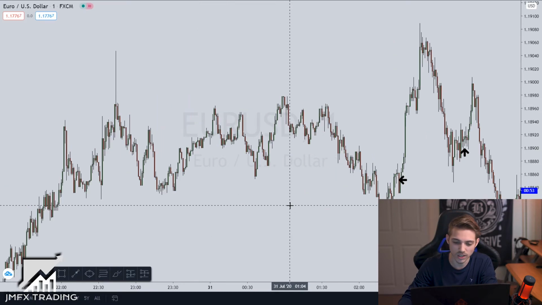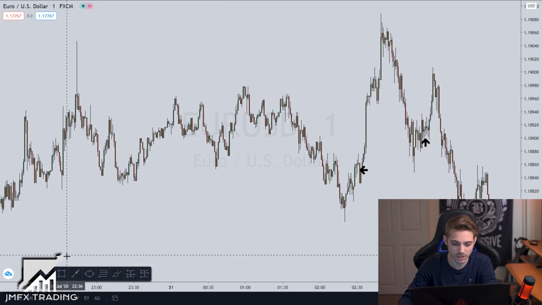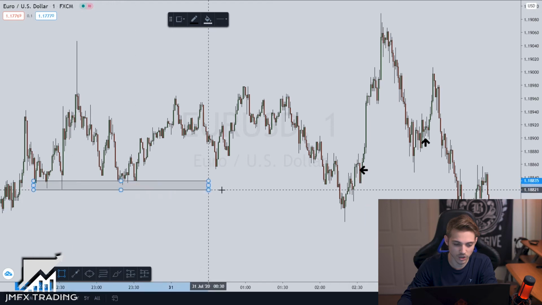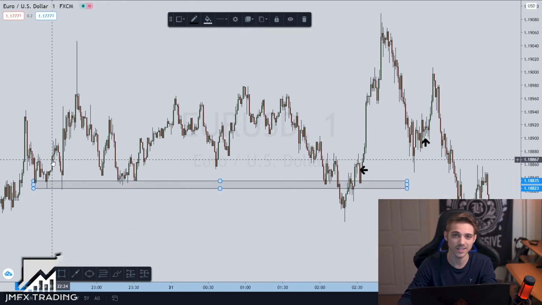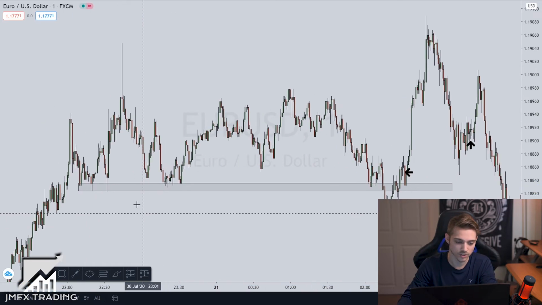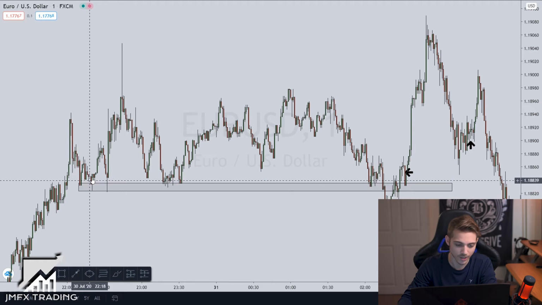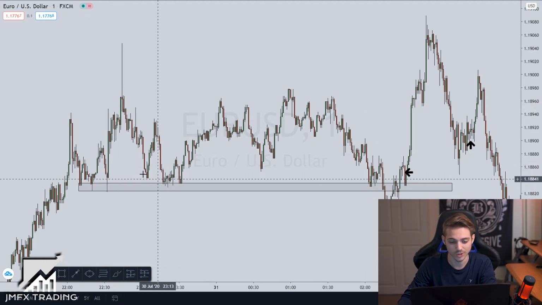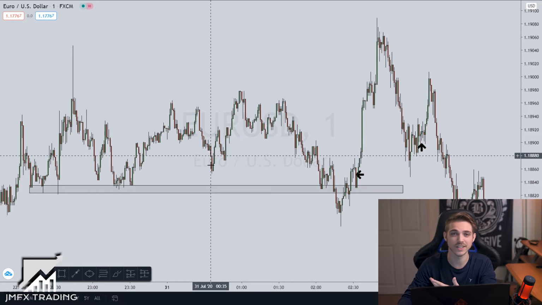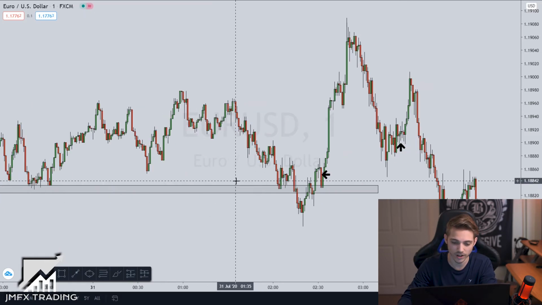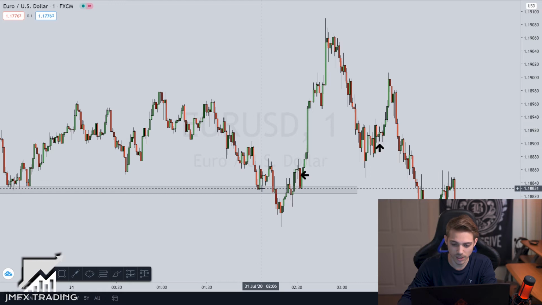So if we look into the past on Euro USD, you'll notice that we had this large area of support right here, where every time price came back into this area, it started getting rejected and pushing back up. So you can see right here, we have rejection, rejection, rejection, rejection over here. We even have rejection right here, even though price didn't come all the way back down to the support area. And then we can see that price starts making its way down.